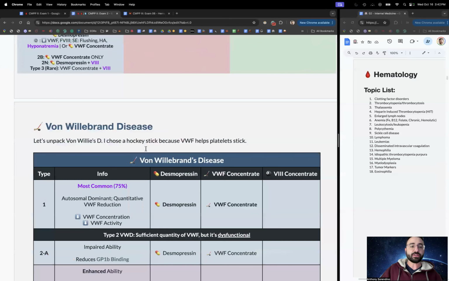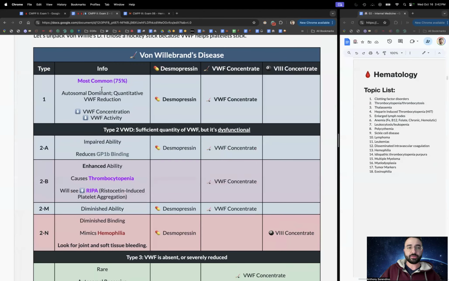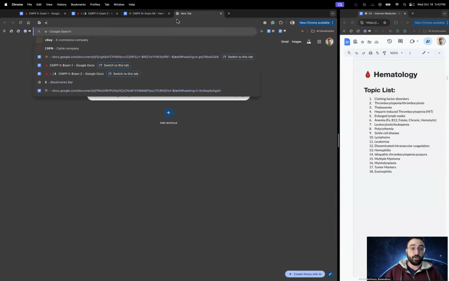There's a bunch of different types to this. Okay. So type 1 is the most common, easy enough to remember. It is genetic, so this is autosomal dominant, and it's just a quantitative von Willebrand factor reduction. So not only are there not as many, but activity as well. So you have some von Willebrand factor, but they're kind of lazy. So that's number one. Treatment here is actually desmopressin, which is also vasopressin, which is also DDAVP, which is also ADH, antidiuretic hormone. These are all the same thing.